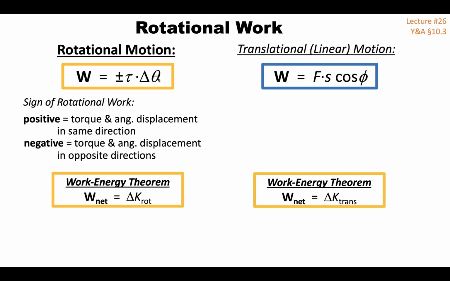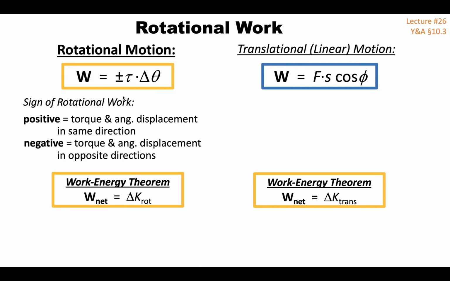Okay, so if you think of a merry-go-round or a wheel that's rotating, it's possible for a torque to act either in the same direction that the spinning object is displacing or in the opposite direction. So those are the only two possible cases here. It's not possible for us to have a torque that is in some other direction other than either aligned with the angular displacement or opposite the angular displacement.